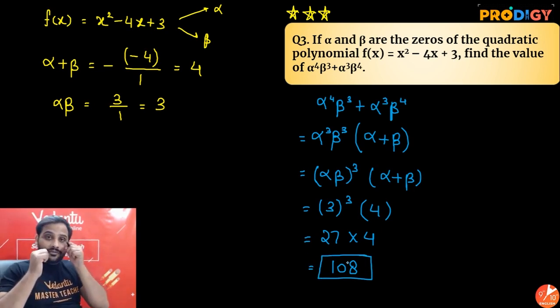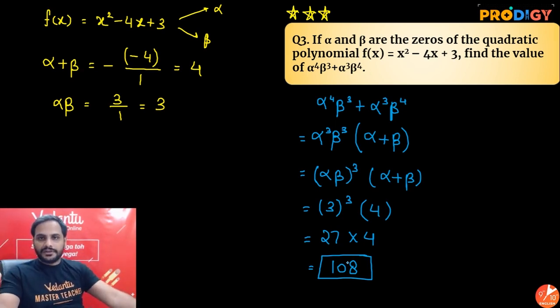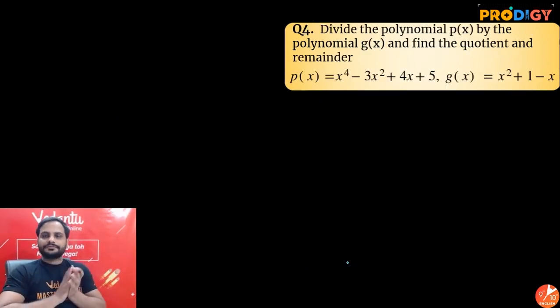I have taught you in the second session also that when something in alpha and beta comes, try to get that value from alpha plus beta and alpha into beta. So try to convert them in the form of alpha plus beta and alpha beta. Alright, okay children, next question.